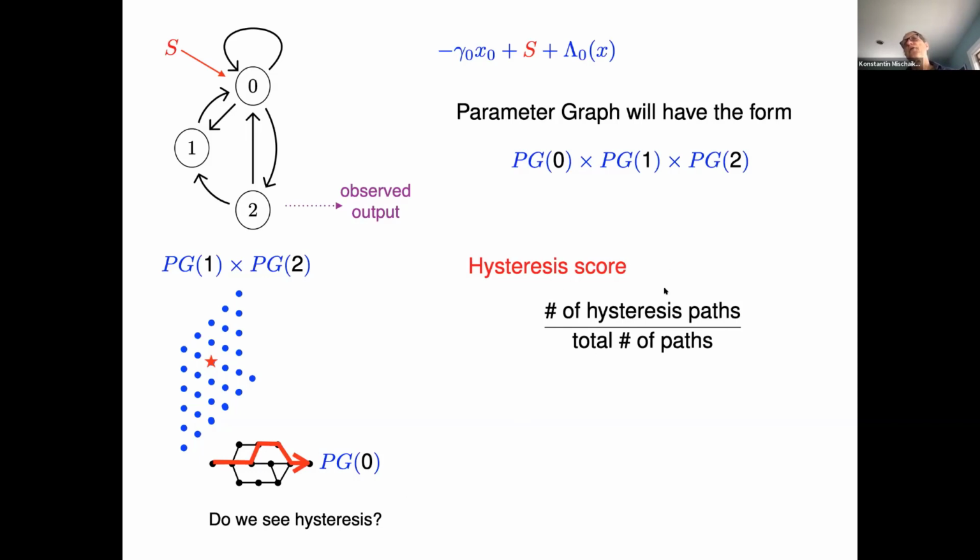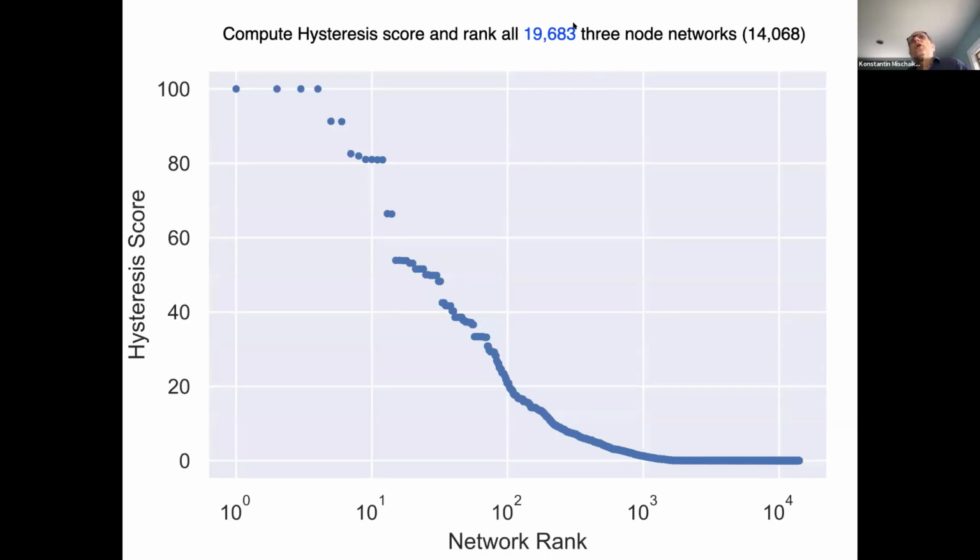But I can talk about a fraction of the number of hysteresis paths over the total number of paths. And if I do this over every possible path and every possible parameter region here, then I can get a score of how robust the switch is. If you look at all, well, we didn't do quite all 20,000 3-node networks. We only did about 14,000 of them. But what you see is that if you want to have a reasonable switch, then there's only about 1% of the networks that might act as a switch. And there's a handful up here that actually seem to work pretty well as a switch.